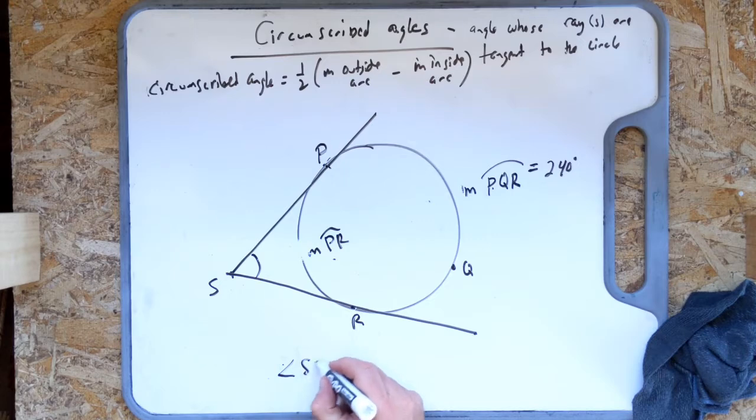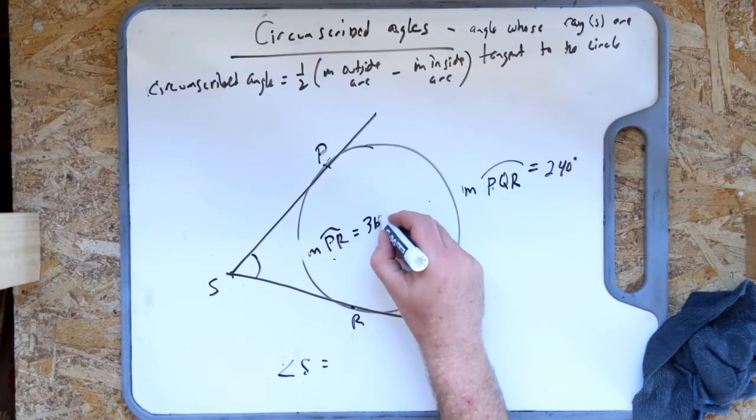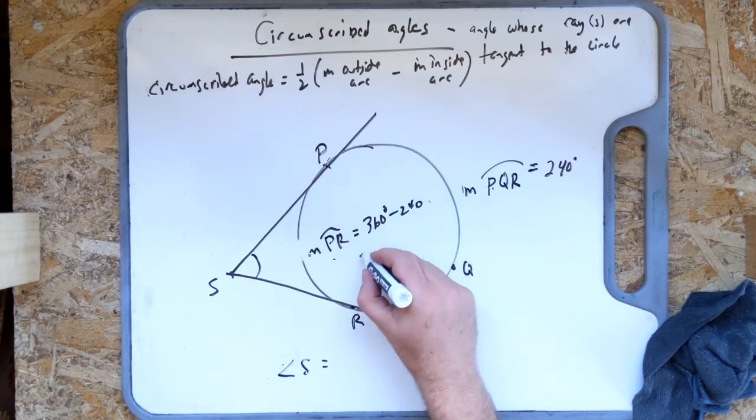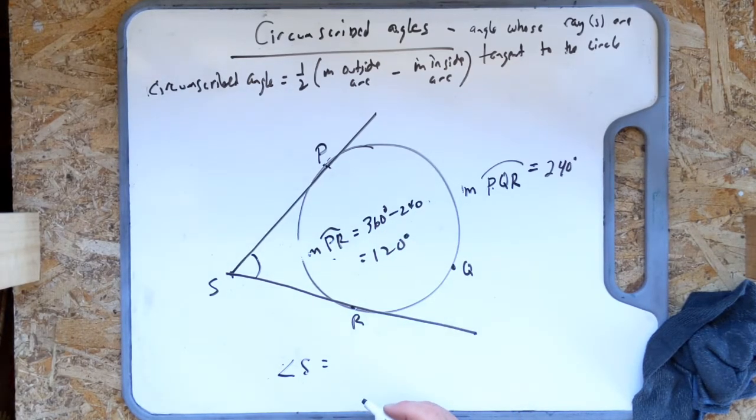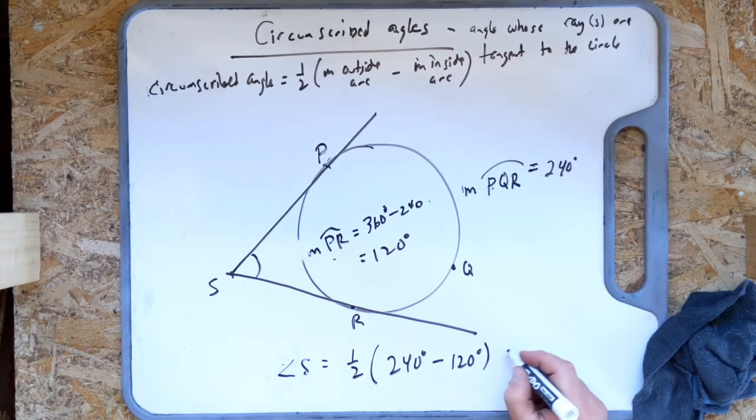Okay, if you're back, angle S is going to be 240 minus the inside arc. The inside arc is 360 minus 240, or 120 degrees. So the angle is just 1/2 of the outside arc, which is 240, minus the inside arc, which is 120. 240 minus 120 is 120. Half of that is 60. So this example is 60 degrees.